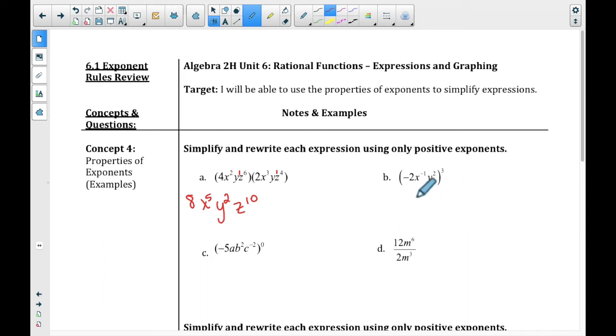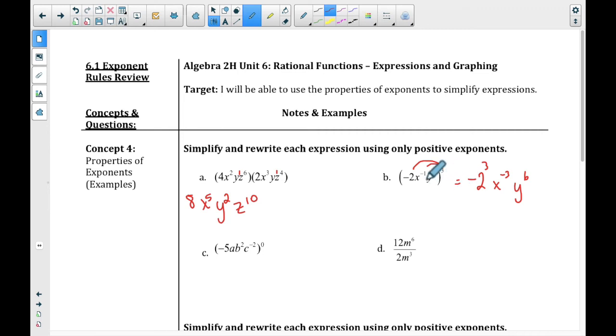So that one, basically, the rule was we're going to distribute this power onto all of those. What's that going to give us? Well, I'm going to take it step by step still. So that's negative 2 to the third, x to the negative third, and y to the sixth. Now, I'm not done, but I've distributed that.